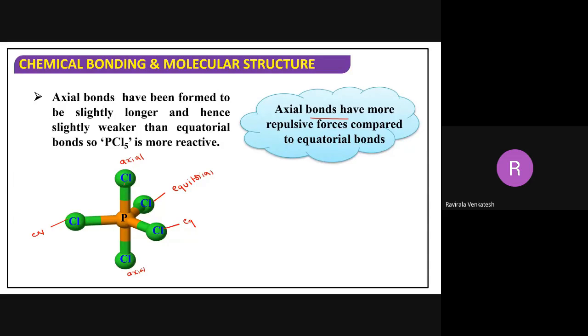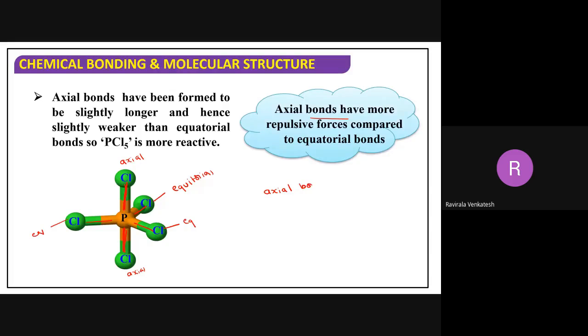Okay, this part is what? Axial bond. This part is also axial bond. This is equatorial bond, equatorial bond, equatorial bond. Right? Now, which one is longer, axial or equatorial? Which bond is lengthy? Axial bond length is more, so you can break it easily.